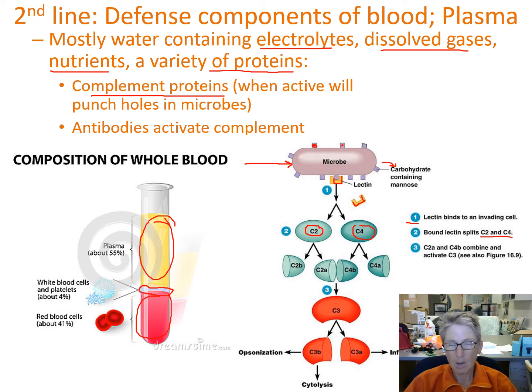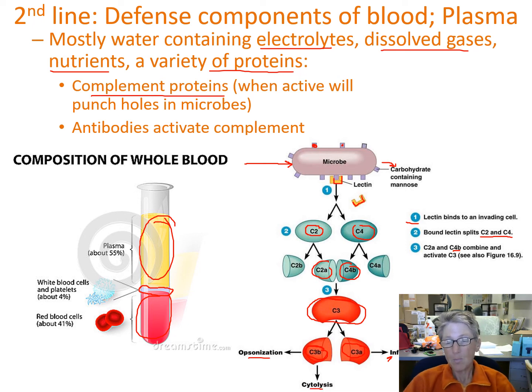C2a and C4b will combine. So here's C2a, C4b, so then you have some more biochemical magic. They will combine together, and once they combine, they activate this complement protein called C3. And then C3 will split into C3b and C3a. C3a, it's cut off here, but C3a will lead to inflammatory processes. C3b will lead to opsonization and cytolysis.